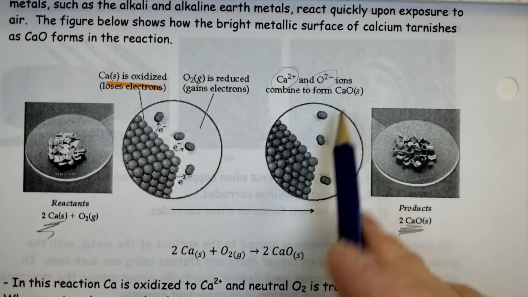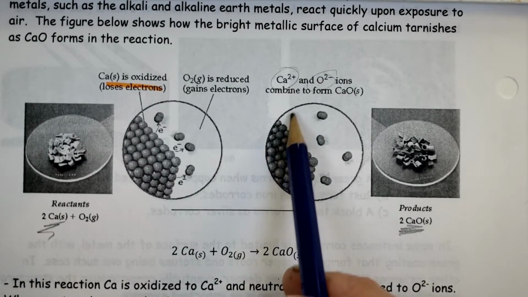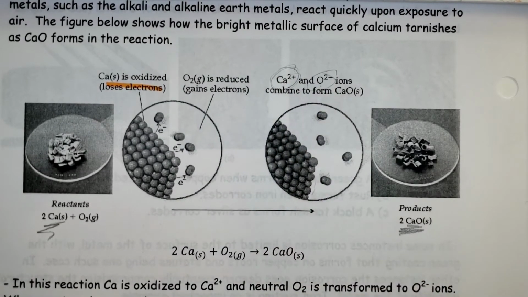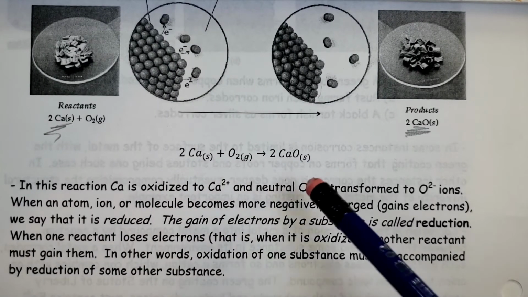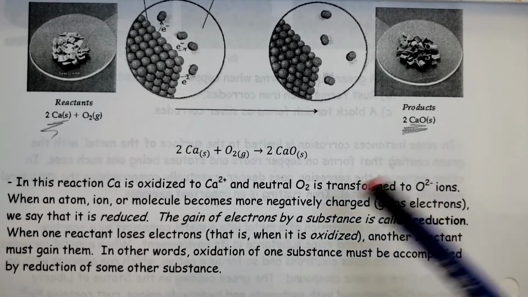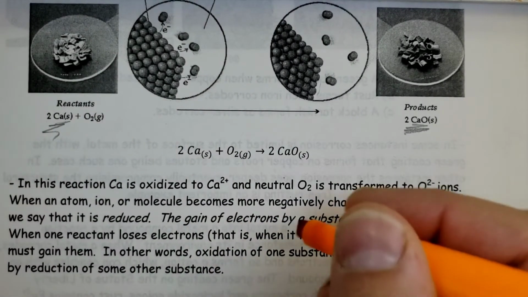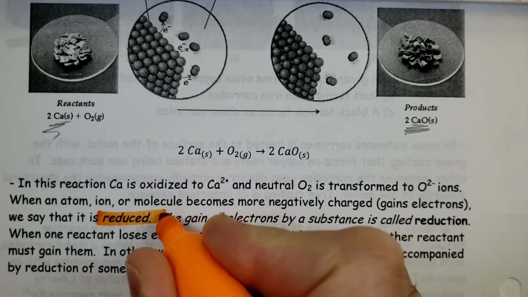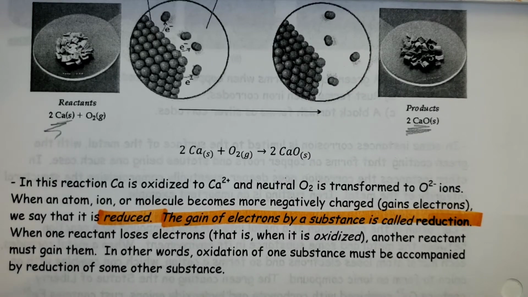So the calcium oxide solid forms on the top here due to calcium losing electrons to become Ca2+, and oxygen gaining electrons to become O2- ions. So in this reaction, calcium is oxidized to Ca2+, and neutral oxygen is transformed into O2- ions. When an atom, ion, or molecule becomes more negatively charged, so the oxygen, when you take in more electrons, we say it's reduced. So the gaining of electrons of a substance is called reduction.